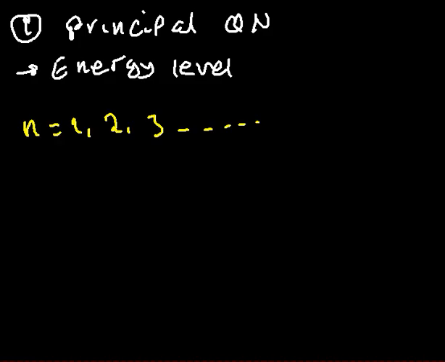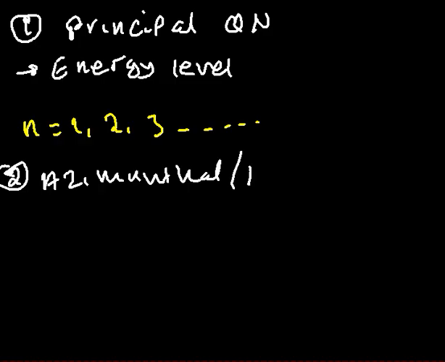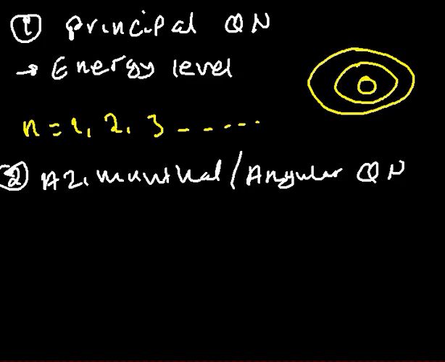Apart from the principal quantum number, we also have the azimuthal quantum number, or the angular quantum number. What is the azimuthal quantum number? The point is that in a given energy level there are subshells, and inside the subshells there are orbitals. The azimuthal quantum number describes the shapes of those subshells and also the shapes of the orbitals.